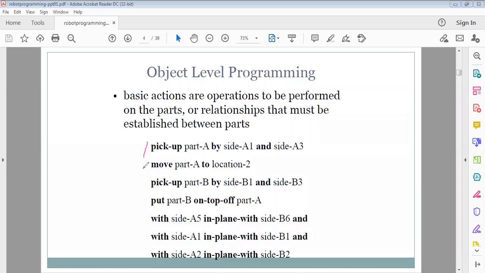Okay, so these are the few actions of the robot. You have to write the instructions for the robot. So for example, let us consider part A and part B, which are 2 byte objects. So 2 byte objects are having 6 faces. First, let us take the first command.